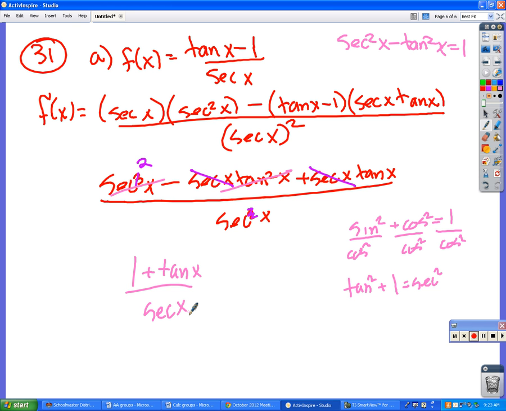Don't know why you ever would have trouble with that problem. That's stupid. It's just tangent one. That's the answer? Well, that's the answer to part A.